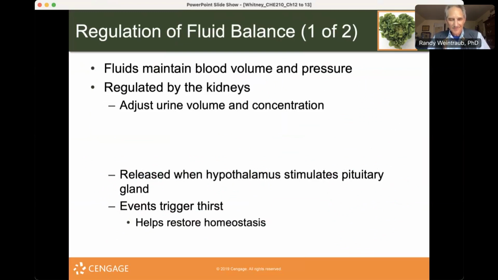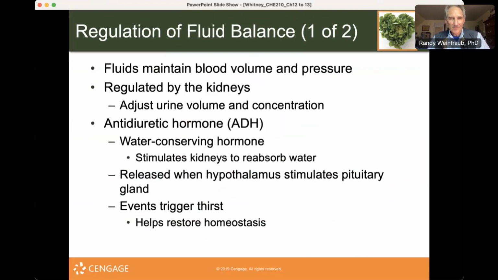Fluids in our blood maintain a given volume and pressure, and a lot of this is regulated by our kidneys and some mechanisms that work. We'll talk about that in a moment. It's just the volume of urine and the concentration.